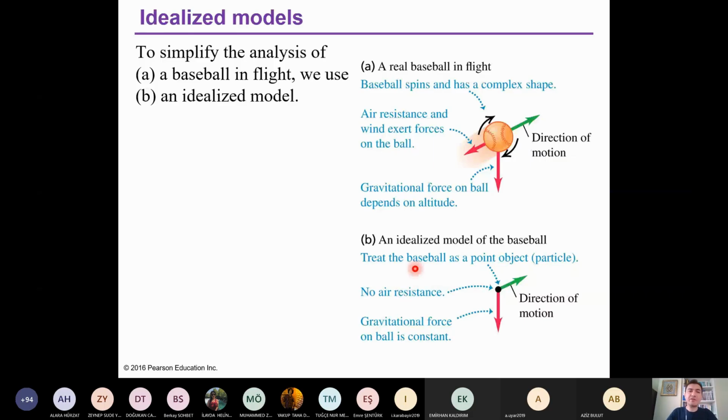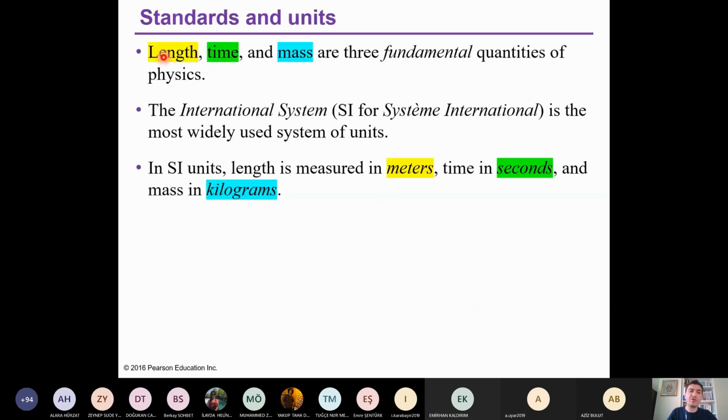And let me continue with the standards and units. We have three fundamental quantities of physics, which are length, time, and mass. And the units of these standards are defined by the international system, SI, a very famous name.